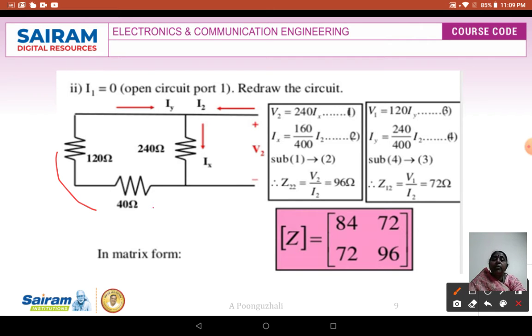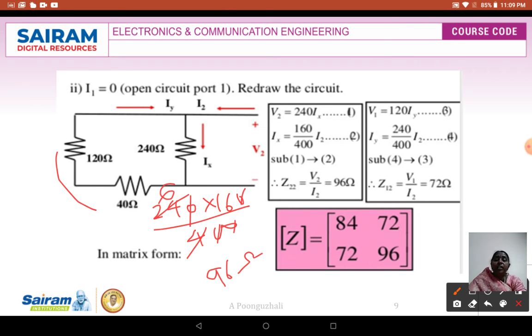If I'm going to find out the equivalent resistance, it is going to be 240 into 160 divided by 240 plus 160, which is anyway 400. So this 0 gets cancelled. So here 6 4s are 24, and 6 into 16 is going to be 96 ohms. So here my circuit is going to get simplified as this is V2, this is your I2, and this is your 96 ohms. So here we can write V2 by I2 is equal to 96 ohms.